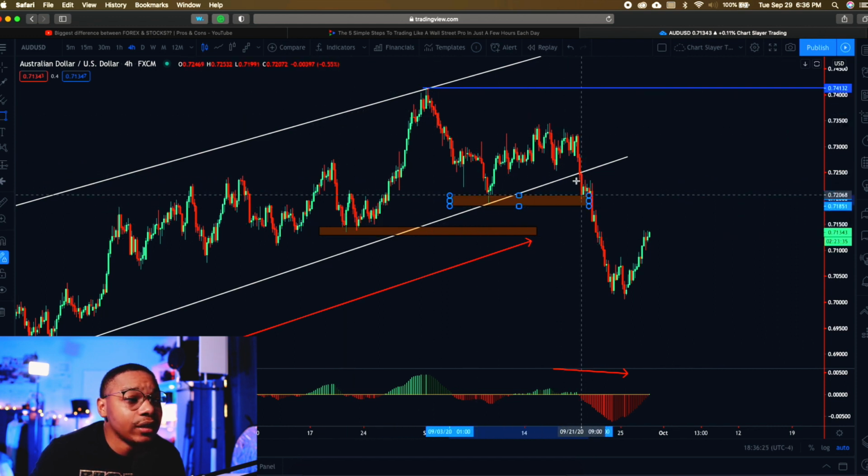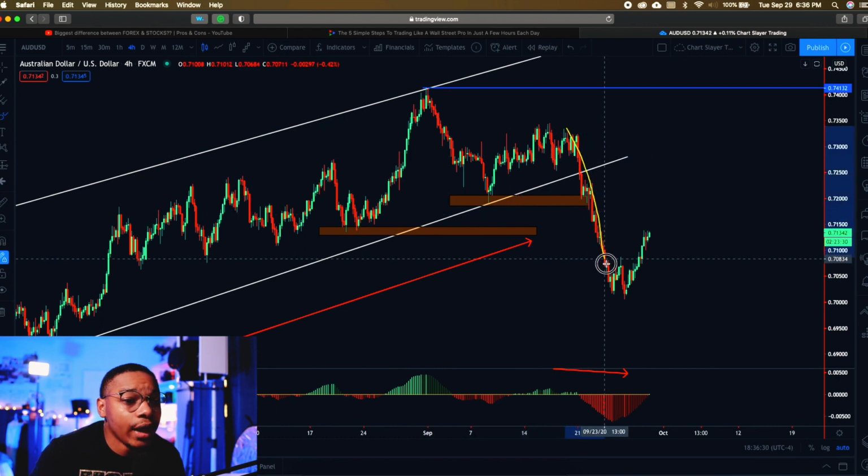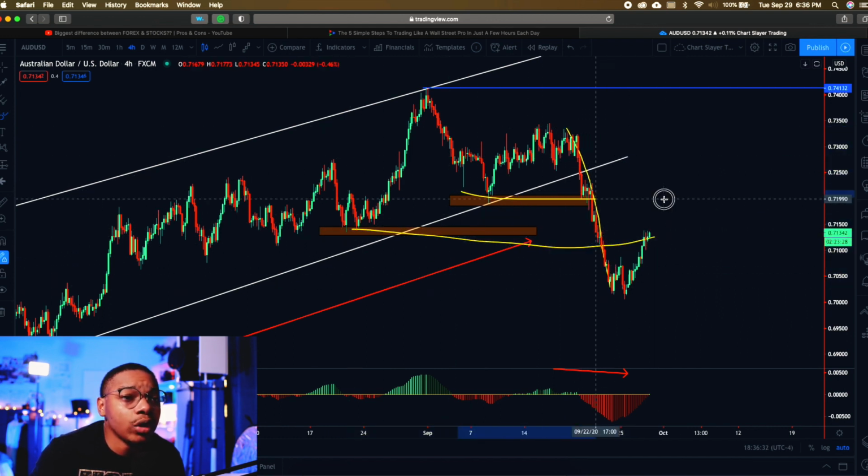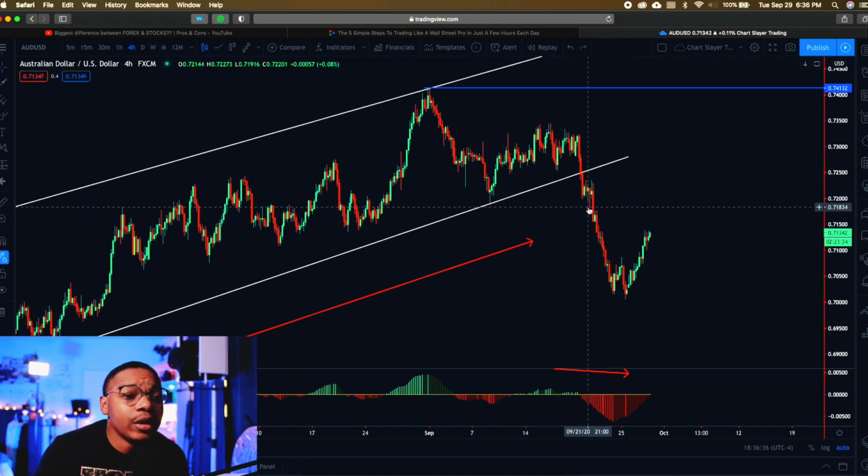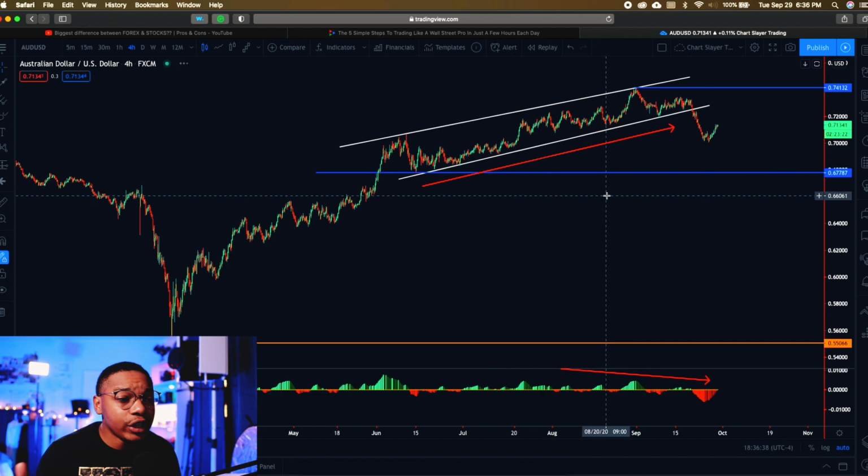But in this case, price broke this low and broke this low. So you have two lows being broken at the same time. That tells you that price is now ready to switch trend.